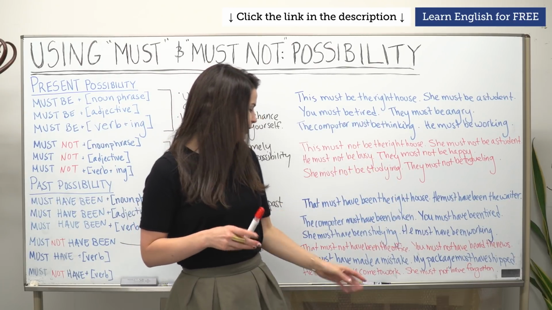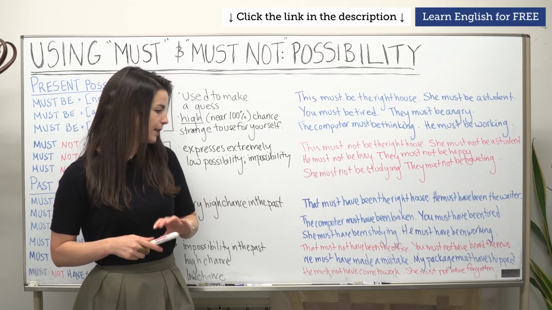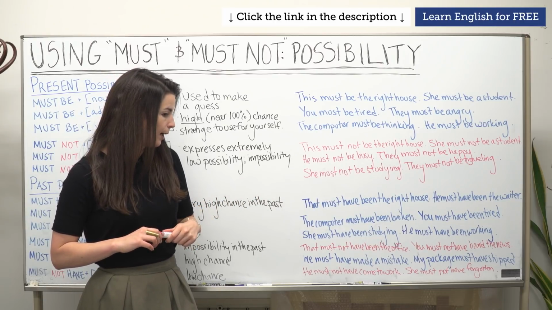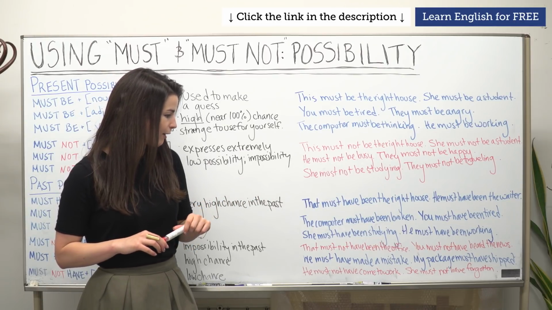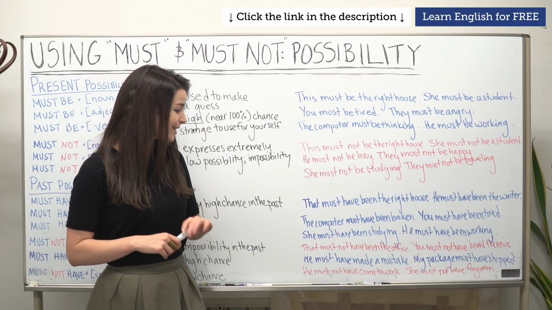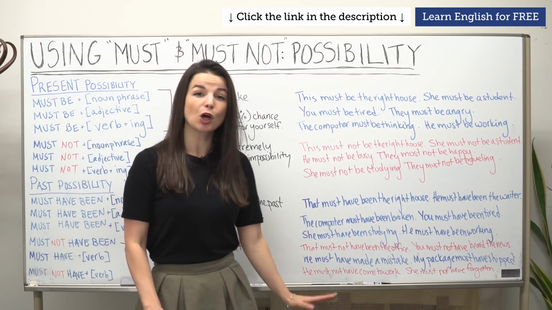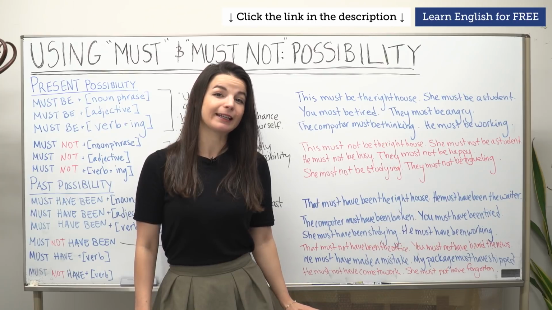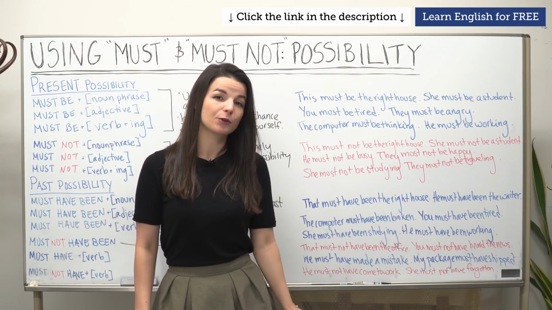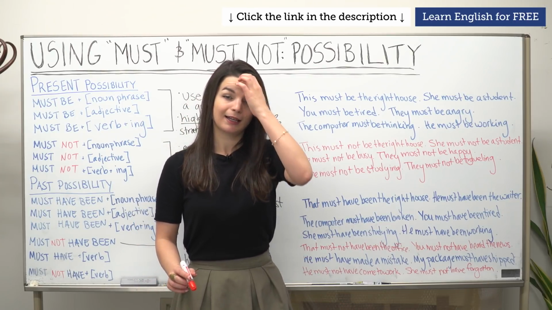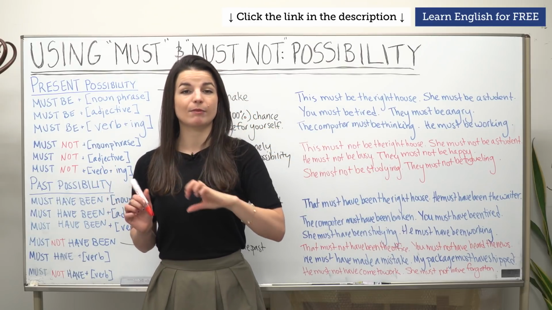Okay, let's look, however, at the negative form. He must not have come to work is my first example. A very low chance. Impossible. He came to work. So there's a very, very low chance this person came to work. He must not have come.